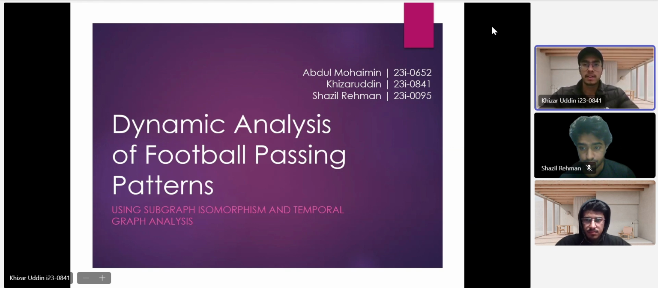Today we are presenting our work on dynamic analysis of football passing patterns, which is our discrete project. This project leverages concepts from temporal subgraph isomorphism to analyze football strategies inspired by the works of Oberoi and Bourgeois.